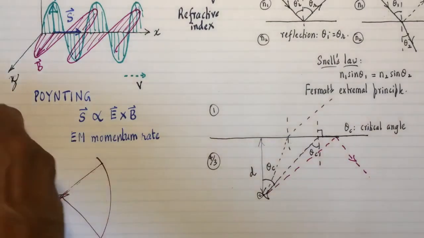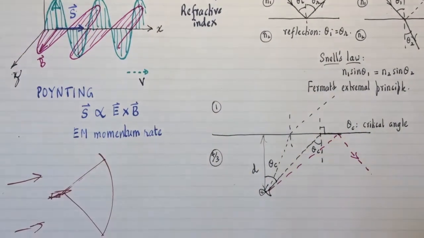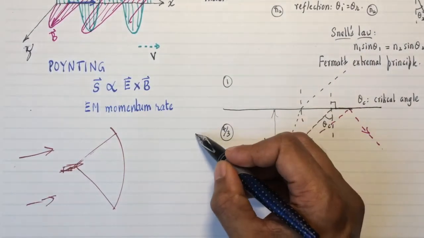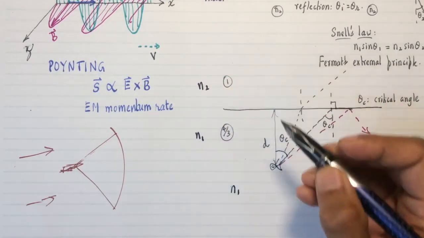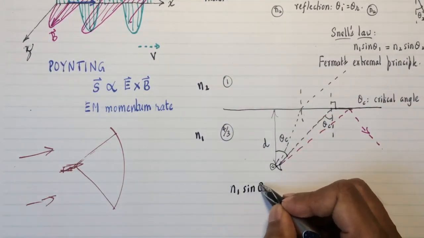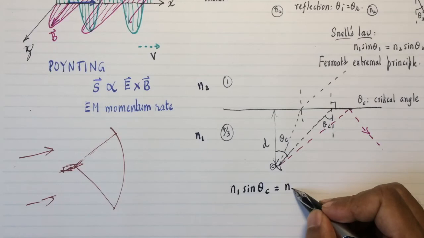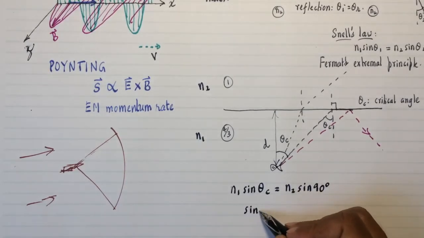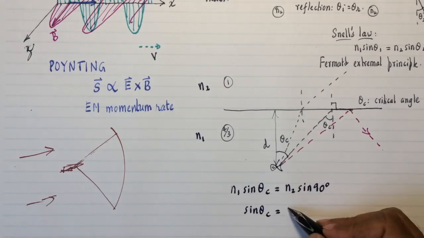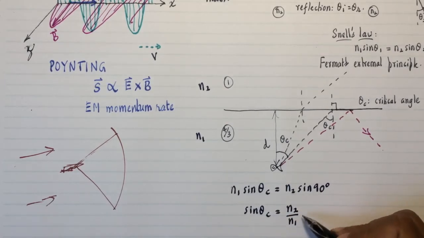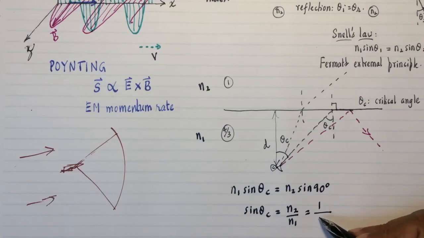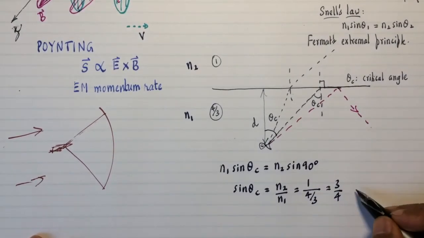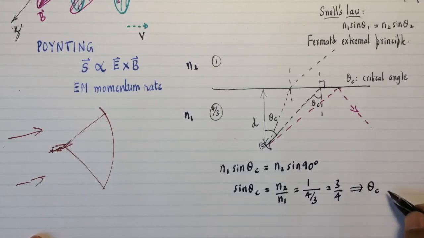So how do we apply Snell's law? It's just straightforward. Let's write it down here. N1, which is this medium here, N1, that's N2, times sine of theta critical is equal to N2 times sine of 90 degrees, which is 1. So I get sine theta critical equals N2 over N1. N2 is 1 and N1 is 4/3, so that's going to be 3/4. And that gives us theta critical. Turns out to be something like 48 degrees.